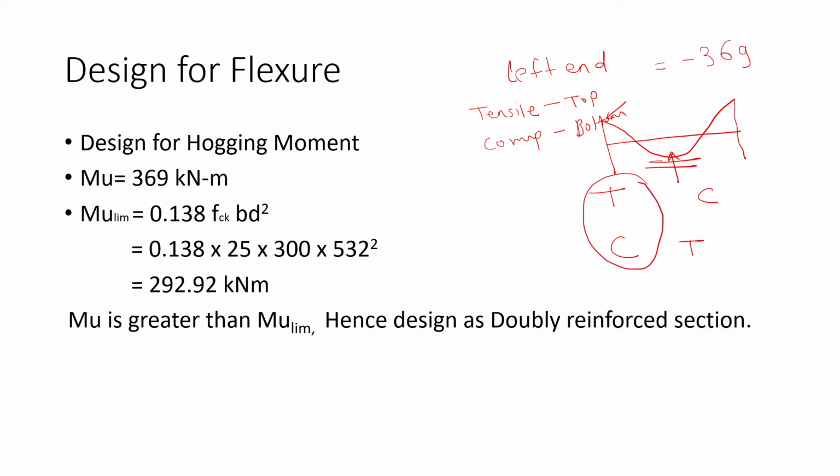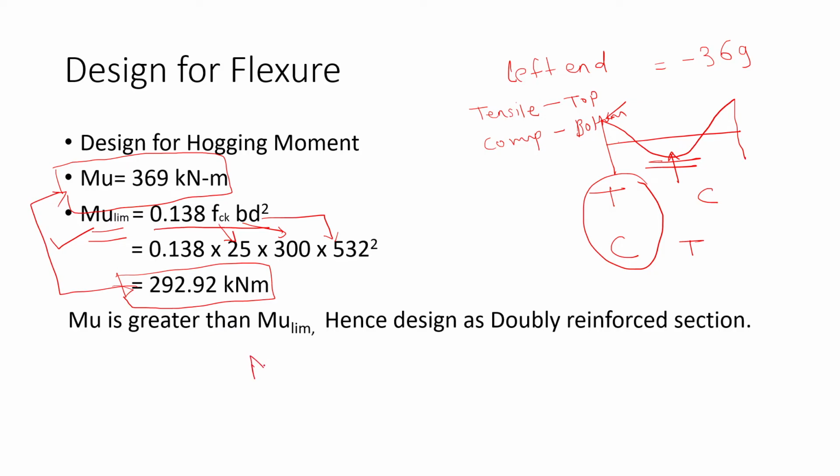So let's go ahead. Our Mu is 369 kilonewton meter. Let's calculate Mu limit. The formula is 0.138 fck b d square, with fck 25, b 300, depth 532. So Mu limit is coming out to be 292.92 kilonewton meter. If you compare these two values, our Mu is greater than Mu limit. In this case, we go for a doubly reinforced section.